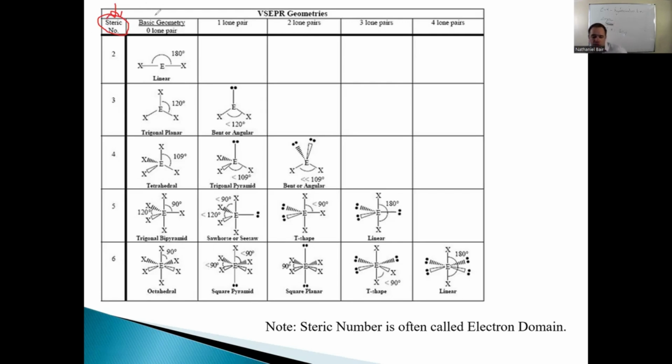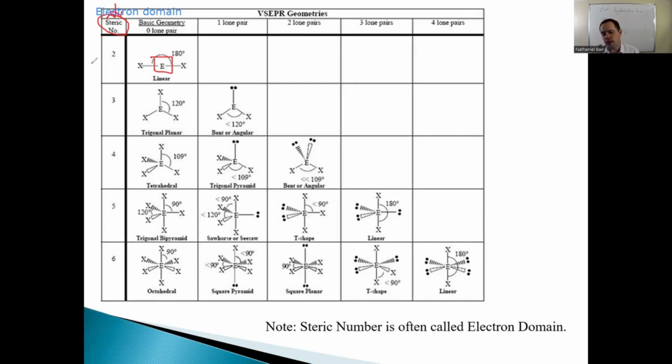Anyway, we used to call this steric number back in the day. But now we just call it the electron domain. So the electron domain. And then across the top, so the electron domain, let's talk about the electron domain first. The electron domain tells you how many things are coming off the central atom. So this comes from a branch of mathematics called group theory. So for the atom in the middle, they use an E. Don't worry about that. But how many things are coming off the E? The thing could be a bonding group, or it could be a lone pair.